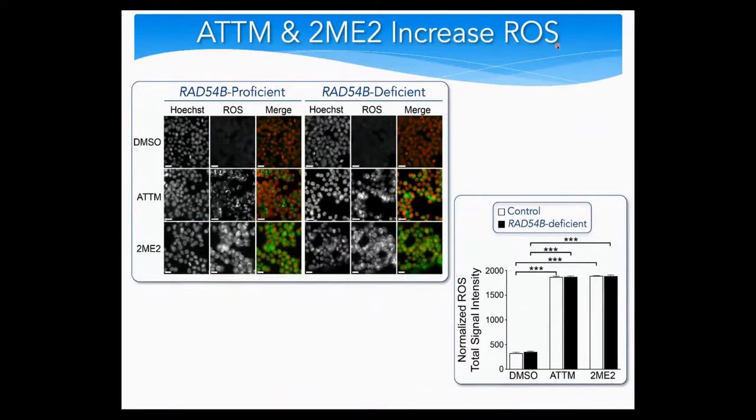The first thing we wanted to prove is that treatment with ATTM or 2-MA2 would induce ROS. On the left are the proficient control cells, and on the right are the deficient experimental cells, really drawing your attention to the middle column in each of these panels. You can see that treatment with ATTM and 2-MA2, as expected, induces ROS within each of these different isogenic cell lines. And of course, that can be quantified as well.